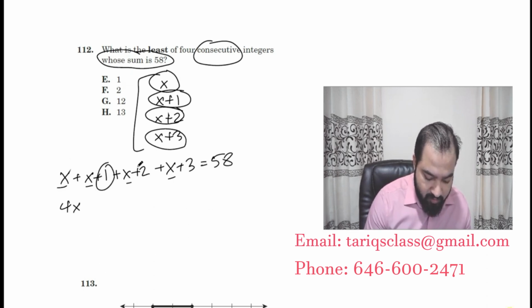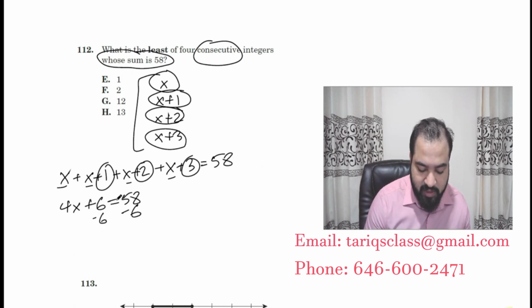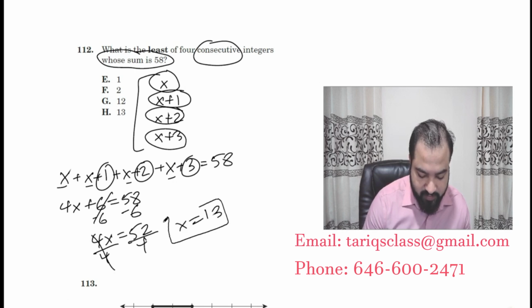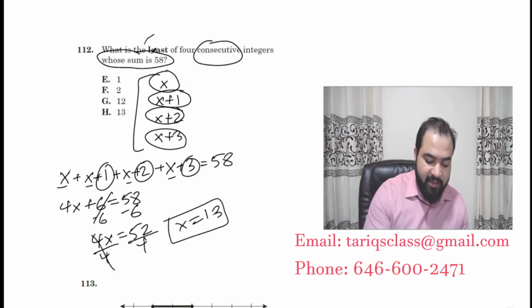Then 1 plus 2 is 3, 3 plus 3 is 6, so plus 6 equal to 58. Now minus 6 both sides, so you get 4x equal to 52. Now divide both sides by 4, so you get what? X equal to 13.